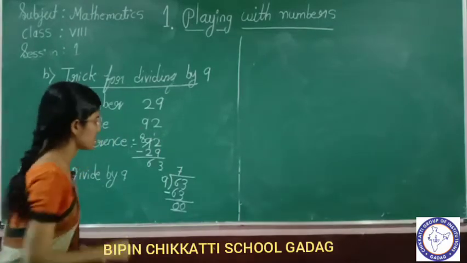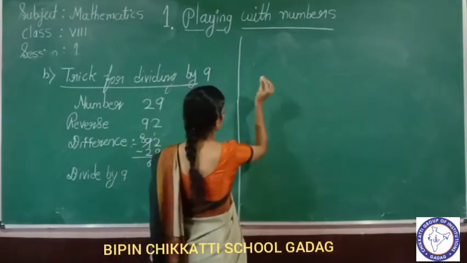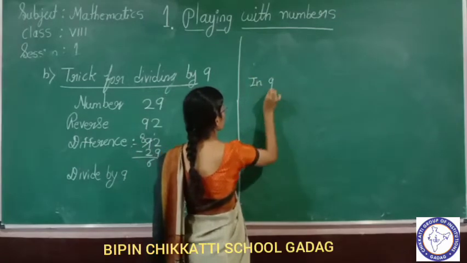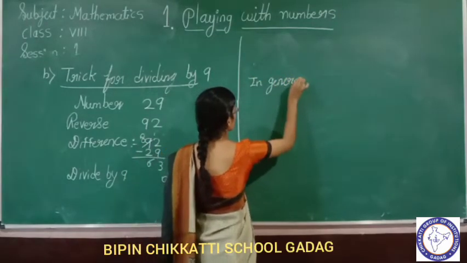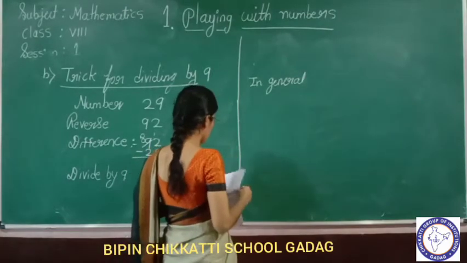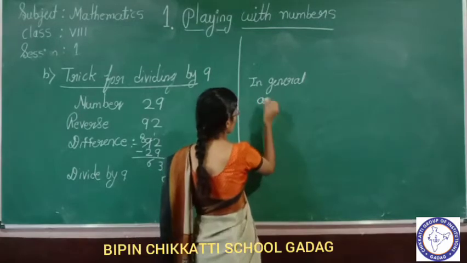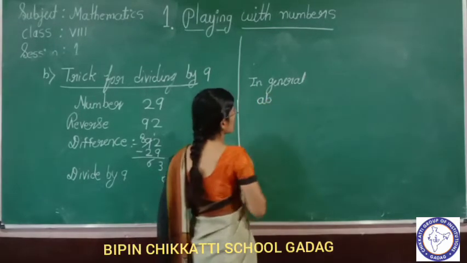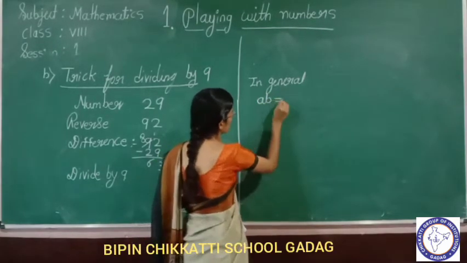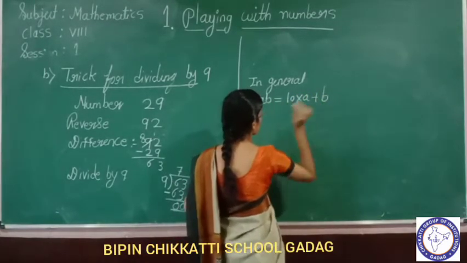Now see here, we will see the trick now. Okay, what is the trick here? In general, I am going to take a 2-digit number. I will take AB. AB can be written as 10 into A plus B.